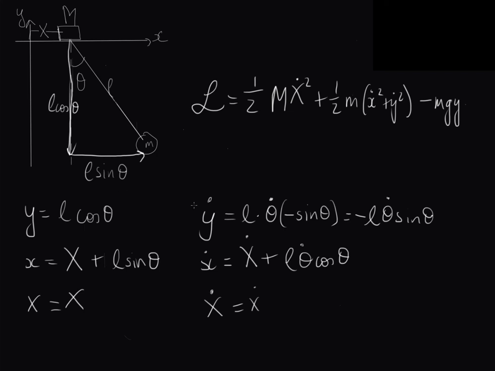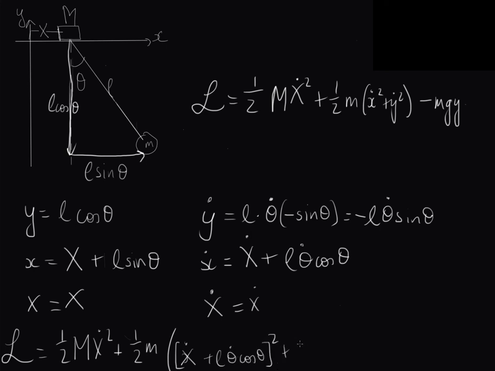So now I'm going to rewrite this in terms of these coordinates. So I can write big L is equal to a half big M X dot squared plus a half m times (X dot plus L theta dot cos theta) all squared plus (negative L theta dot sine theta) all squared, minus m times g times y, which is L cos theta.